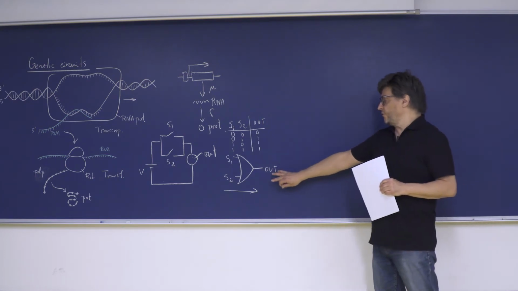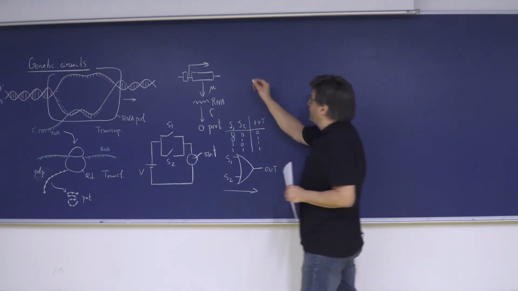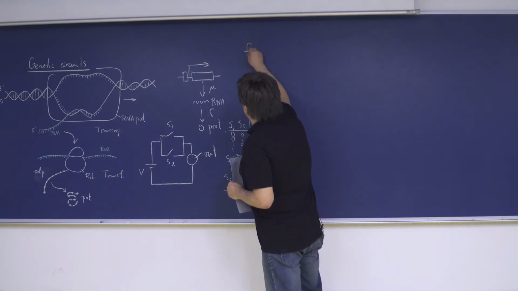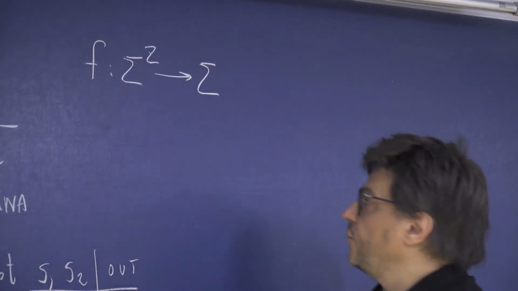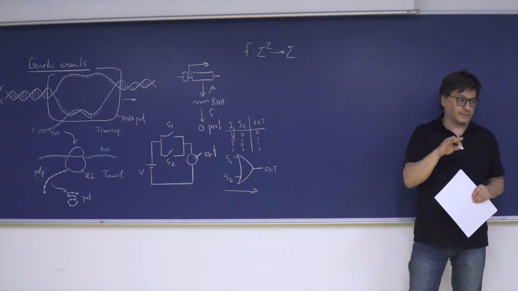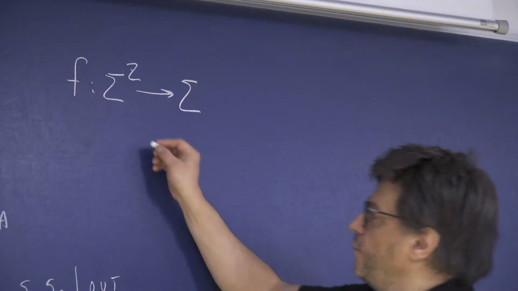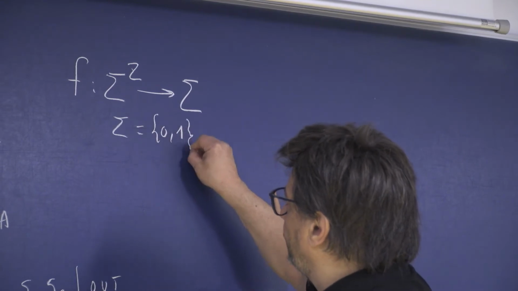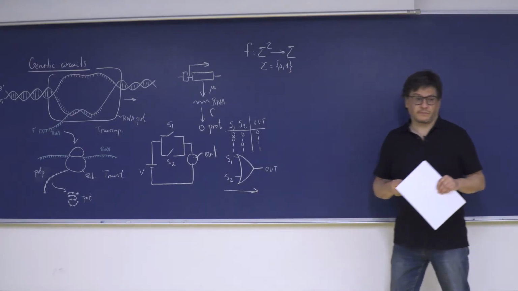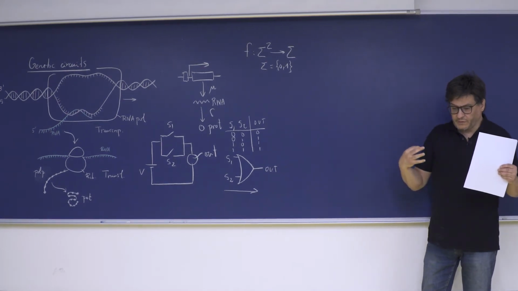This is a function, a discrete dynamical system of a class where my logic gate can be thought of as a function from the set of binary pairs to a 0 or 1, right? Remember that we use this notation for our set of possible states. Okay, so what if I want something more complex?